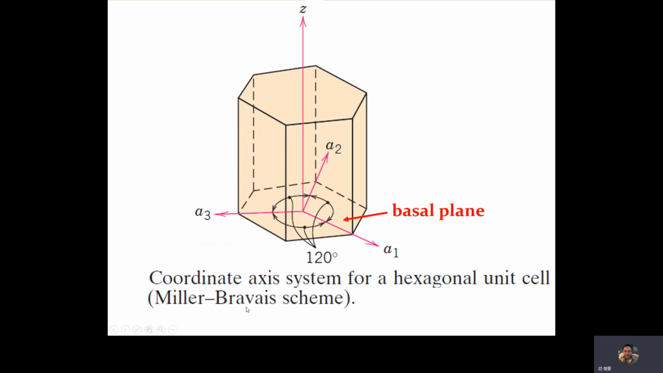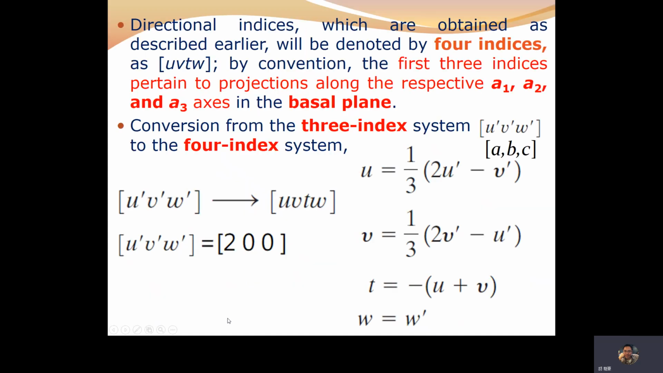Maybe I'll stop the course here, and next I'm going to introduce the HCP structure, because it's quite different from the cubic system. It consists of the basal plane. It's a hexagonal close packed structure, and the Miller indices defining its direction are a little bit different from the cubic system. Maybe I'll introduce this next time.